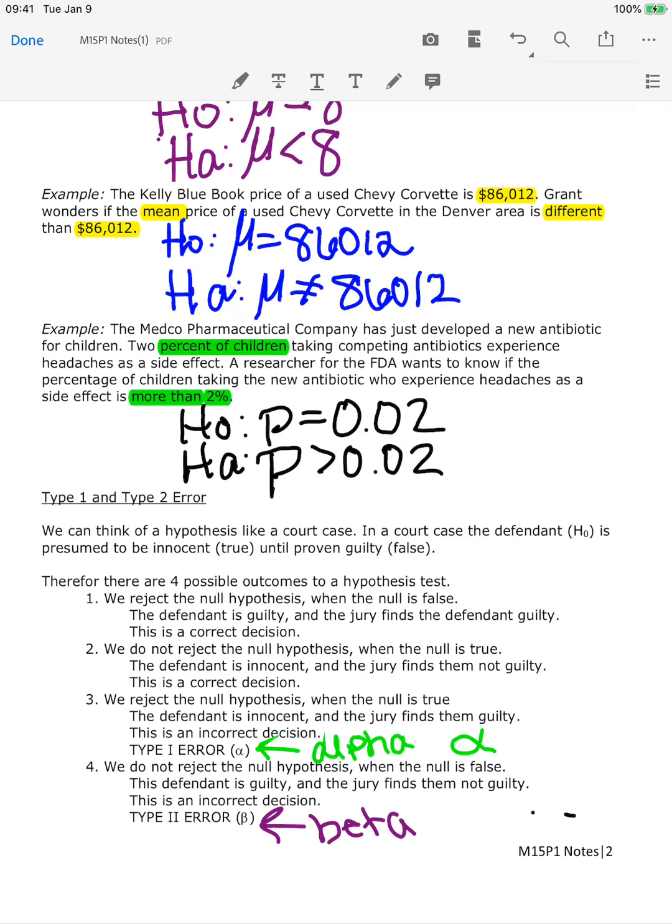There's always going to be a chance of a type 1 or a type 2 error. It is not possible to eliminate those probabilities. And these probabilities are inversely related, meaning as I increase the probability of alpha, it decreases the probability of beta. But if I increase the probability of beta, I decrease the probability of alpha. So as one goes up, the other goes down. And that's why we can never have a probability of 0 for both of these.